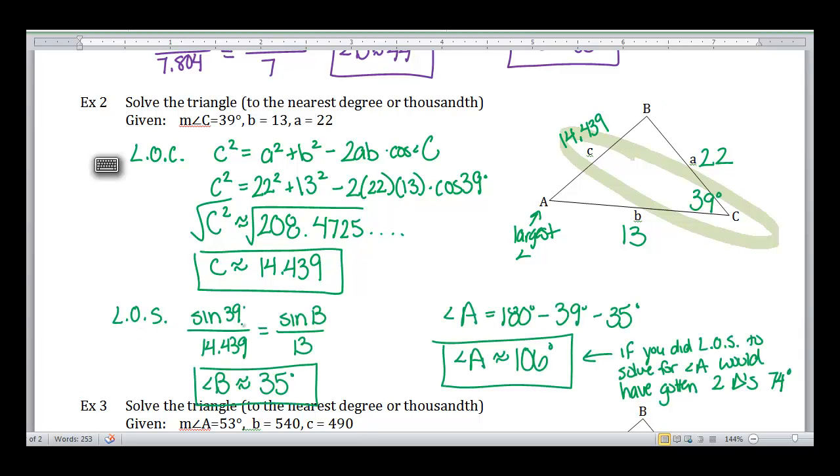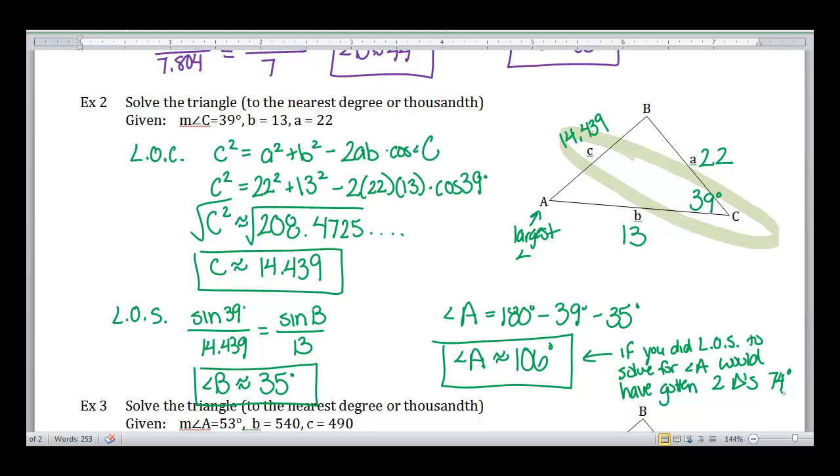If you go ahead and do your law of sines and solve for angle B, you should have found angle B to be 35 degrees. I can then subtract from 180 the 39 degrees I was given and the 35 we just found to find that angle A is going to be 106 degrees. Please note, 106 degrees is obtuse. So if you had done law of sines to solve for angle A, you would have gotten a value of 74 degrees for angle A. That would have been a two triangle situation, and again, for law of cosines, we should never have ambiguous cases.